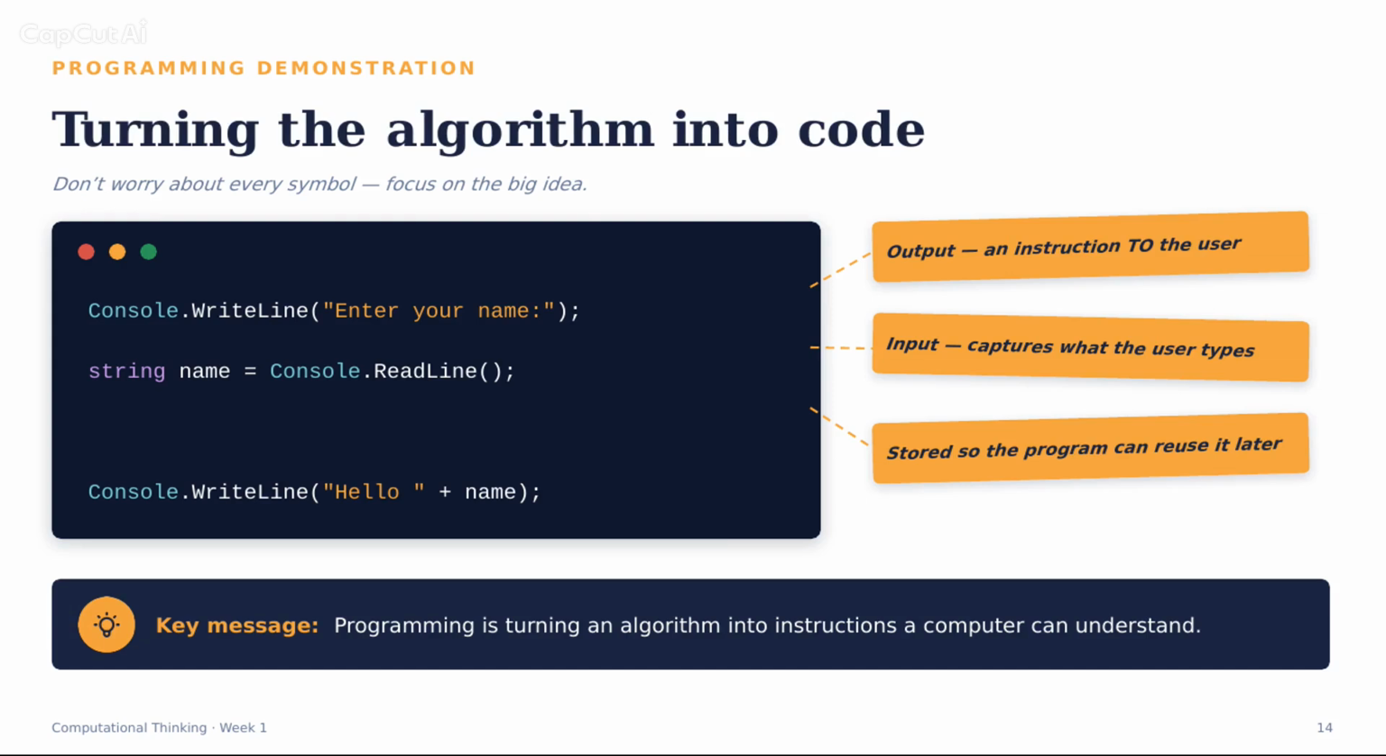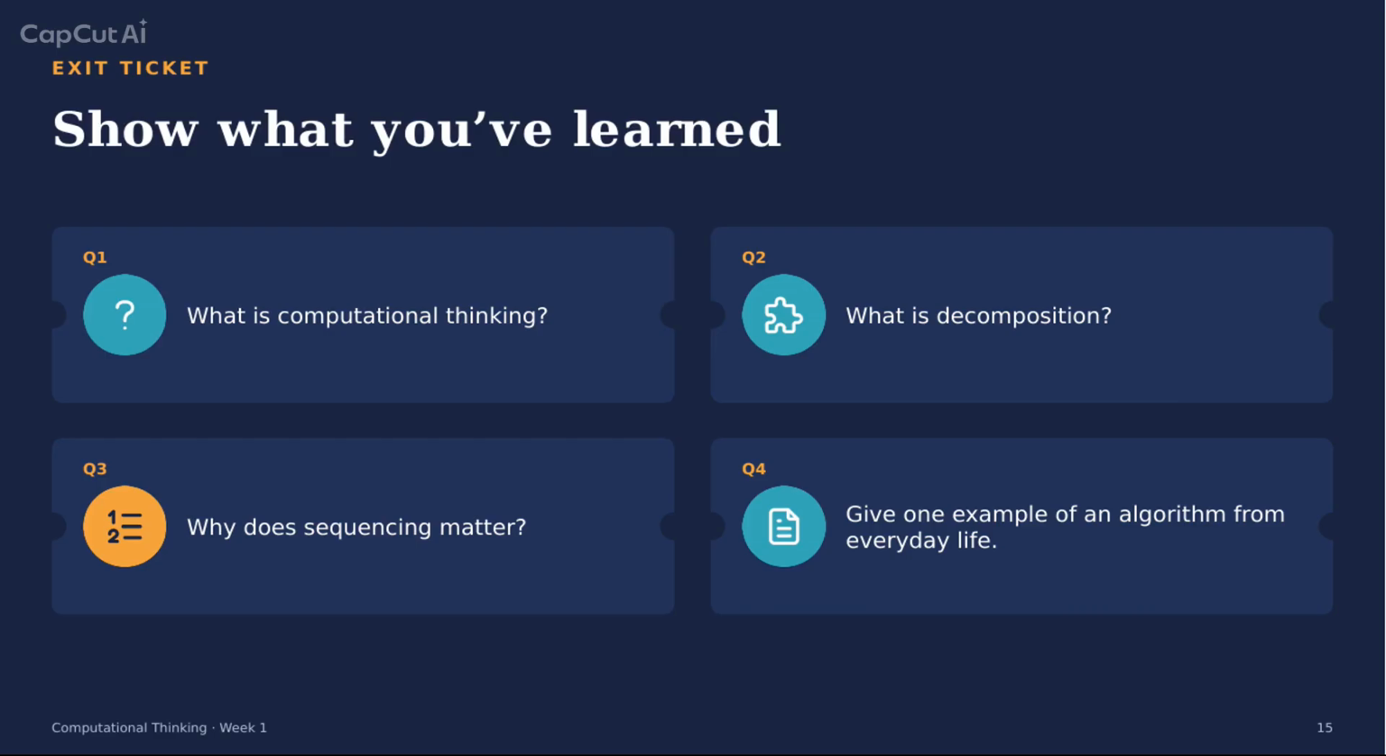That's it. Input, storage, output. The exact same 3 ideas from our tea example, just written in a language a computer can actually run. Everything we practiced with kettles and tea bags, you've just watched translated line by line into real code.